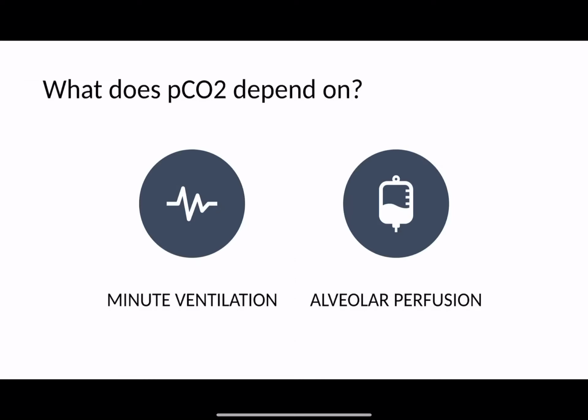Carbon dioxide usually depends upon two things: the minute ventilation, which is dependent upon the tidal volume and the respiratory rate, and alveolar perfusion, as with oxygenation.